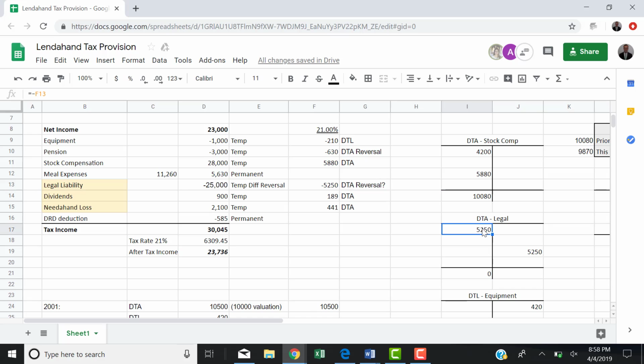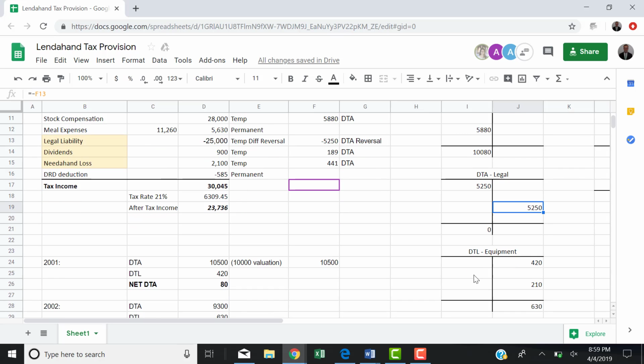Jumping down to the DTA for the legal thing, you'd recorded $25,000, but you weren't allowed to take that for tax yet. So you multiply that by the 21%, and that gives you a starting debit balance in your DTA of $5,250. Now, this year, you get to take it. So this is that whole right here, the $25,000 temporary difference reversal. We're reversing the DTA. I don't know why there's a question mark here. We know that that's true. So we decrease it by 25,000 times 21%, and that gives us the 5,250 right here. And then that balances out, so the DTA goes down to 0.